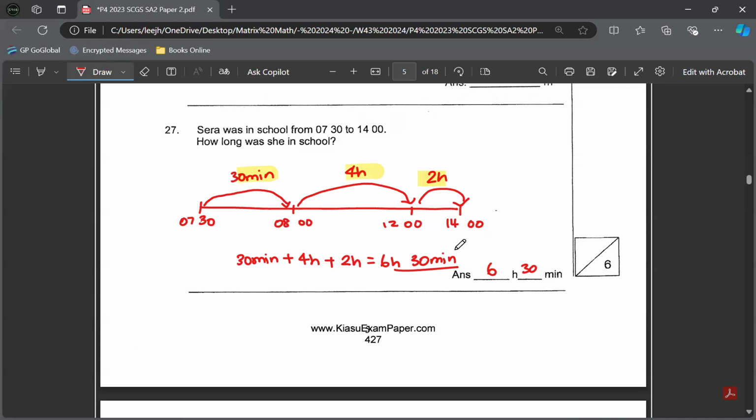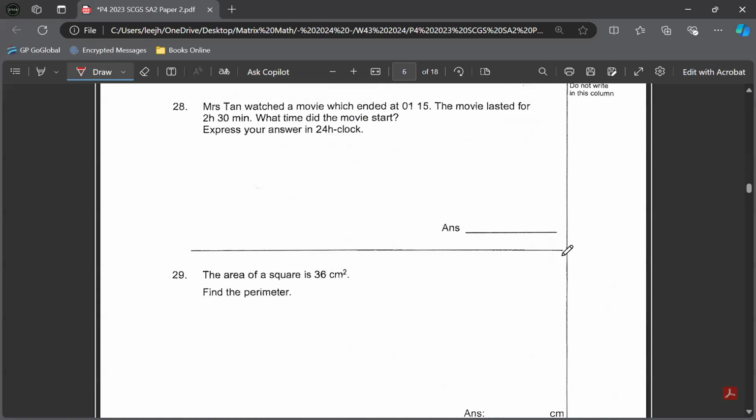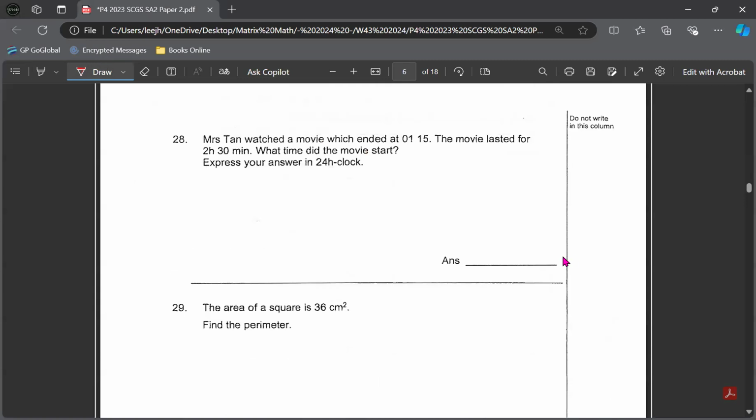Okay. Question 28. Mrs. Tan watched a movie which ended at 0115. This is midnight already. The movie lasted for 2 hours, 30 minutes. What time did the movie start? Express answer in 24-hour clock format. So you know the ending time, 0115. But the duration of the movie is 2 hours 30 minutes. So which means you have to calculate backwards 2 hours 30 minutes.